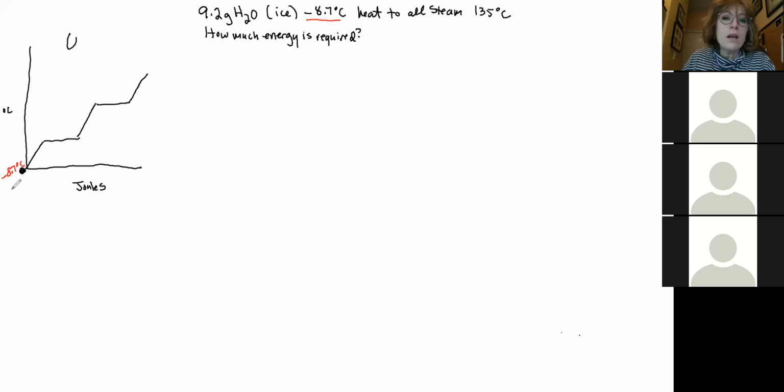I see you. All right, and then we're going to go up to the melting point of water. So that would be 0 degrees Celsius. You'll have to know that. You'll know that water melts at 0 degrees Celsius. And then we're going to go up to the boiling point of water. So that's going to be 100 degrees Celsius. And then we're going to heat that gas all the way up to 135.